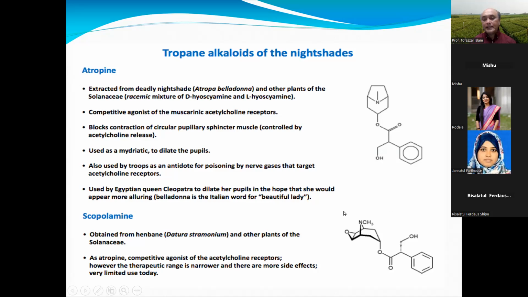And scopolamine is another very powerful tropane alkaloid obtained from Datura stramonium and other plants of Solanaceae. Like atropine, it is a competitive antagonist of the acetylcholine receptors. However, the therapeutic range is narrower. There are more side effects, which is why it has limited use in the drug industry.